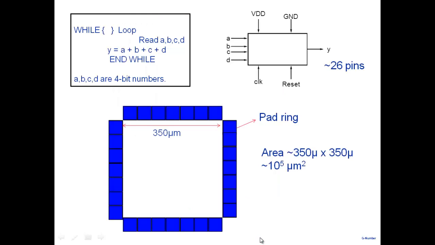So let's come back to our pad ring. This is our pad ring here. So 26. So I've placed an even number here, 7, 7. So 28 pins. All right, even number here. Now these pad sizes they vary from technology to technology.